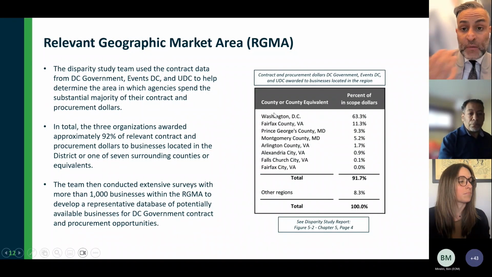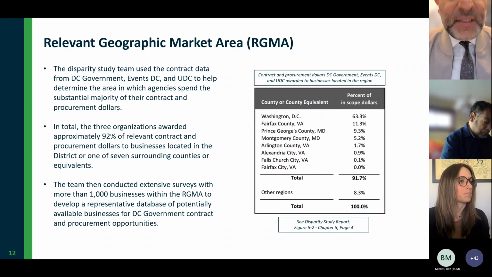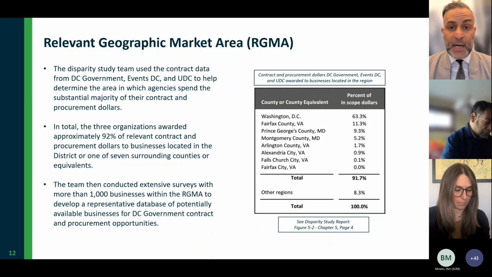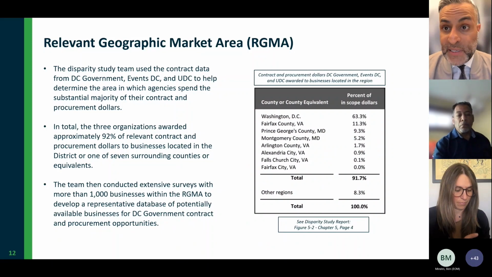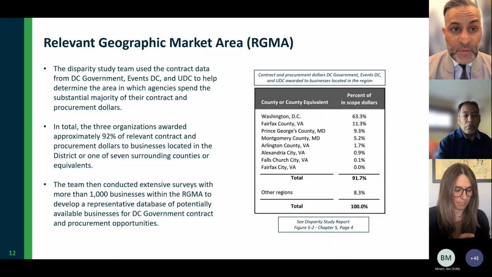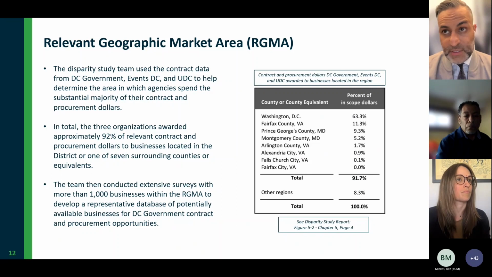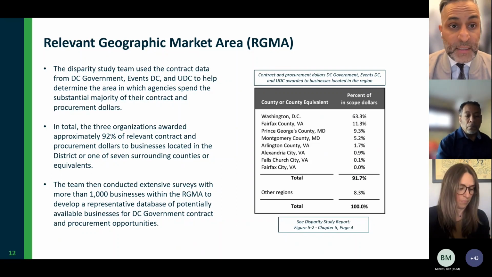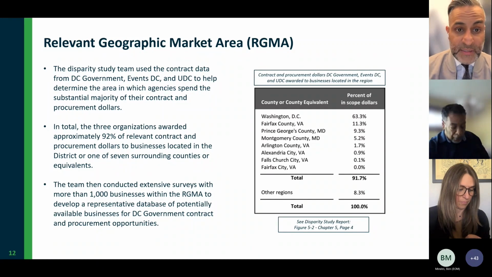So all of our analyses are tailored specifically to what's called the relevant geographic market area. That is the geographic area that represents where prime contractors and subcontractors come from to actually perform on DC government projects. So we used a data-based approach to identify the relevant geographic market area for the study, which is consistent with industry best practices and relevant case law related to disparity studies.